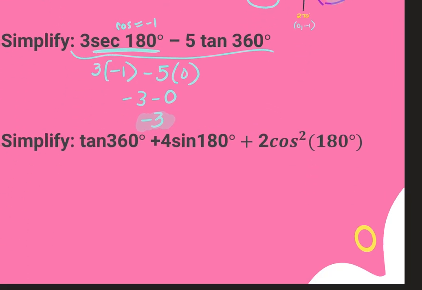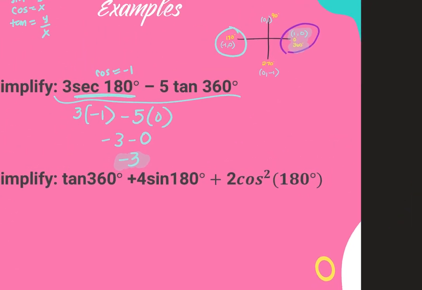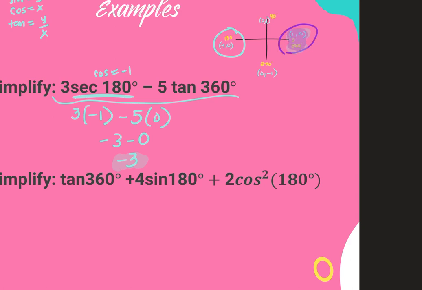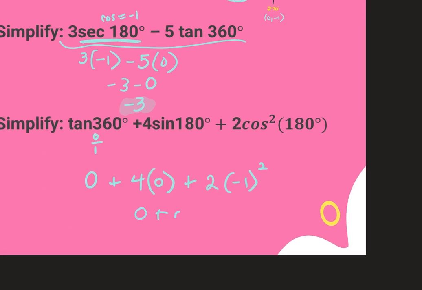All right, we're going to do it again. So for 9, we just did the tangent of 360. If we didn't just do it, we would have gone to where 360 is. We would have put the 0 over the 1 and that's 0. Plus 4 times, now I want the sine at 180. Which coordinate point do I grab if it's sine? The y. What's the y at 180? 0. Plus 2 times the cosine squared of 180, which means I'm going to find the cosine at 180 and then square it. So what's the cosine at 180? Negative 1, and then I square it. And I'd get 0 plus 0 plus 2 times 1, which is 2.